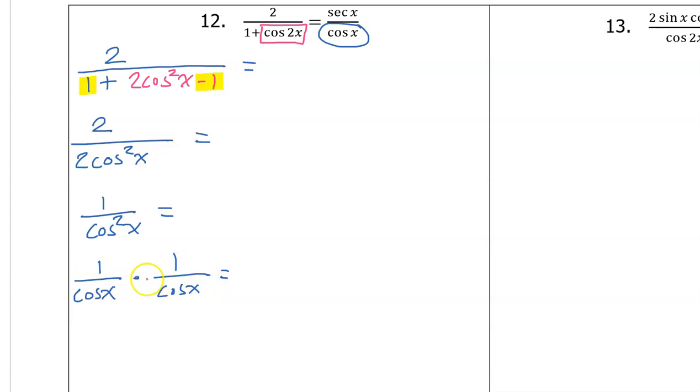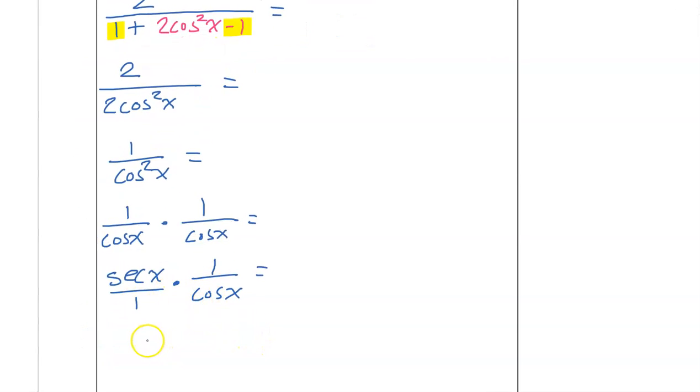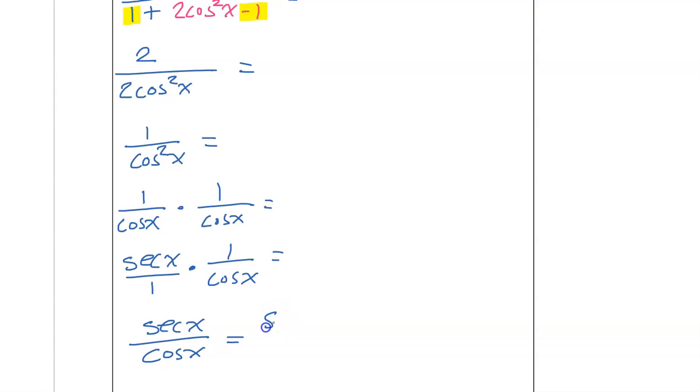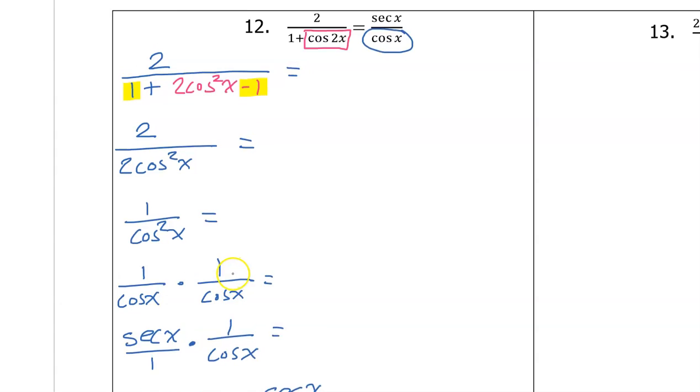So it doesn't really matter which one of these I change. Maybe I'll change this one. So 1 over cosine is the same thing as secant. So I really have secant times 1 over cosine. Okay? And it wouldn't hurt if I called this secant over 1. And of course, if I multiply these together, that gives me secant x over cosine x, which is the target. So in the end, I will just write secant x over cosine x, and now I will finally bring down the right-hand side to show that they are equal. So we verified that identity.